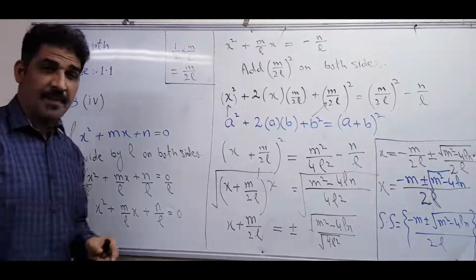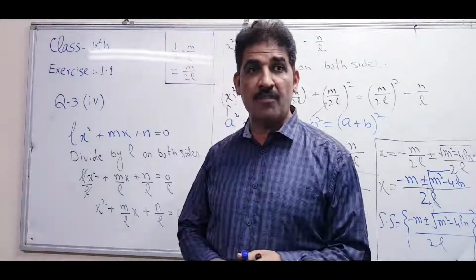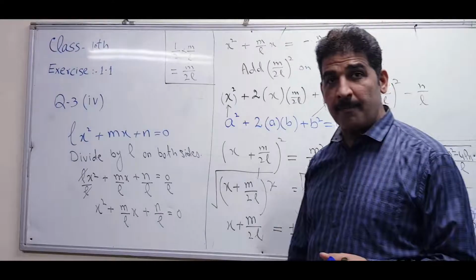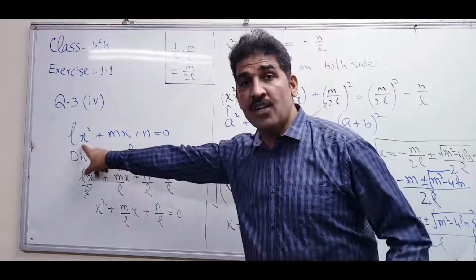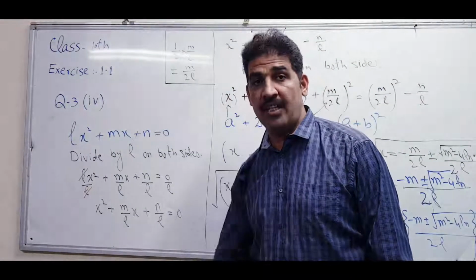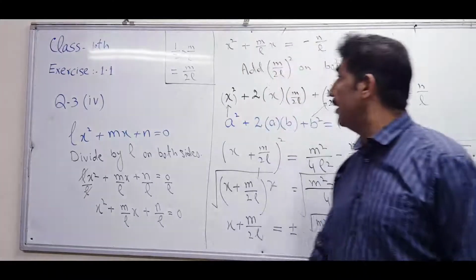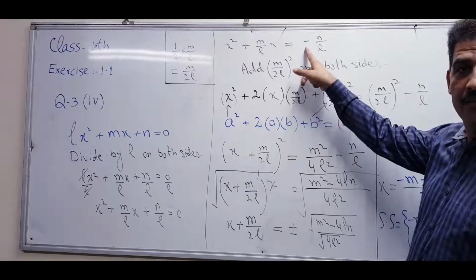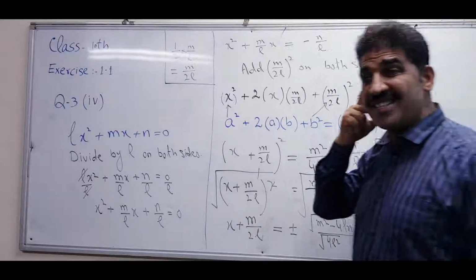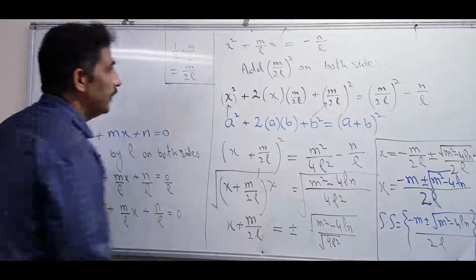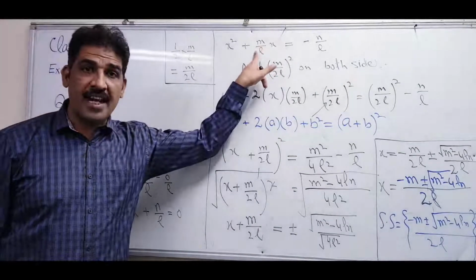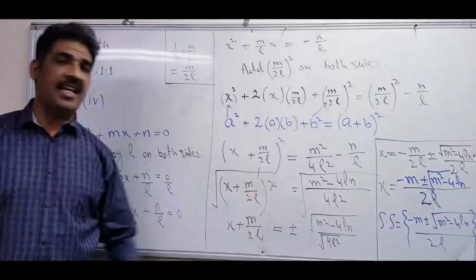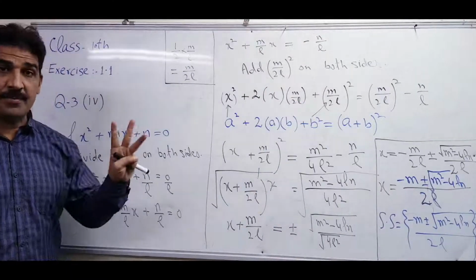And how many steps are there in completing the square? 3 steps. Good. What is the first step? Dividing by the coefficient of x square. Okay. Second step, shifting the constant term to the other side of the equal sign. Good. And what is the third and last step? Half of the coefficient of x, its square, add on both sides and simplify, then our question is solved. There are 3 steps, keep in your mind.